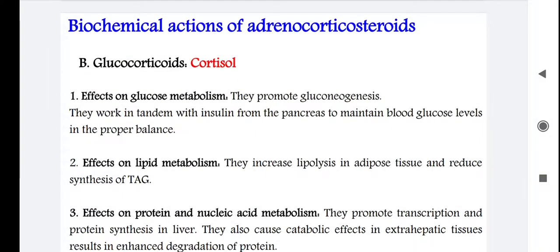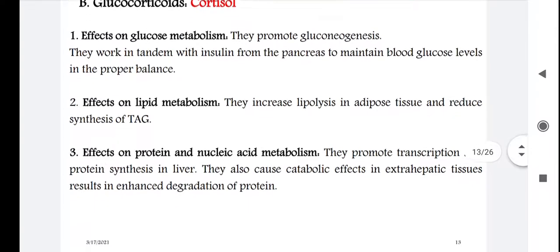Second is glucocorticoid, cortisol. Cortisol has many effects. The first effect is on blood glucose metabolism. They promote gluconeogenesis. They work in tandem with insulin from the pancreas to maintain blood glucose at the proper level. So it has a major role in the regulation of blood glucose. Effect on lipid metabolism: glucocorticoid or cortisol also increases lipolysis in adipose tissue and reduces synthesis of triglycerides.